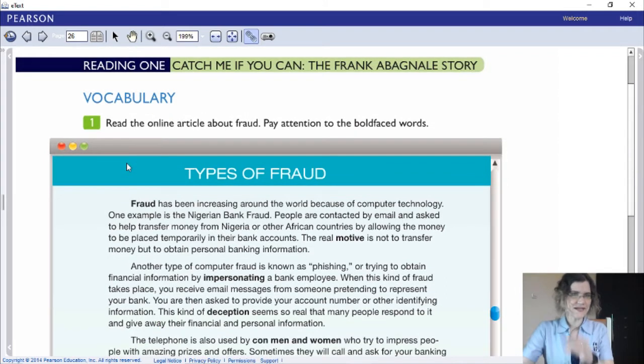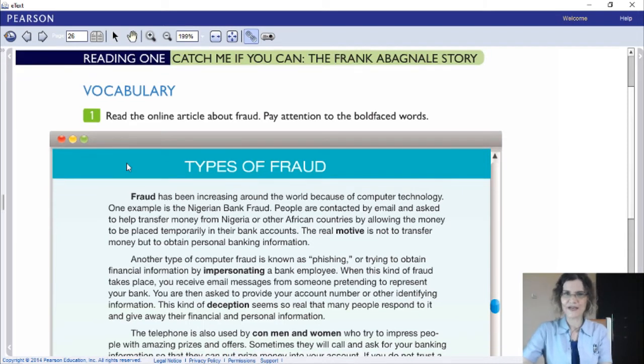Reading 1, Catch Me If You Can, the Frank Abagnale story. Okay, catch me if you can. That is something. First off, as we always do, we start with the vocabulary. In this case, we look at the words and the meaning of the words, and you're going to try to find the correct synonym. Now, what's a synonym? Do you guys remember that? It's a different word, but with the same or similar meaning.